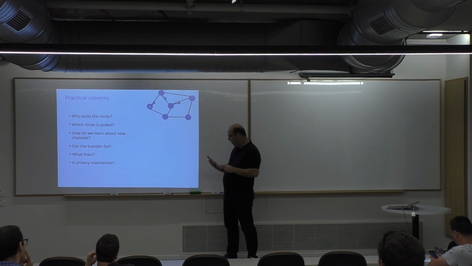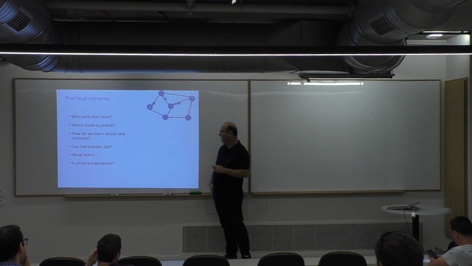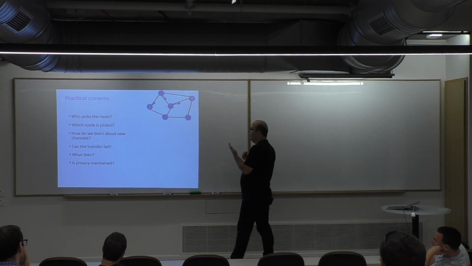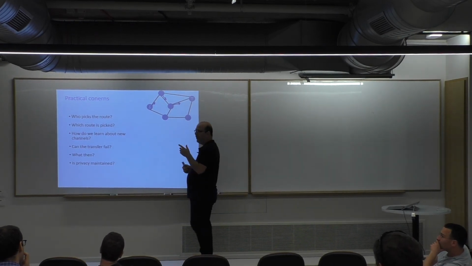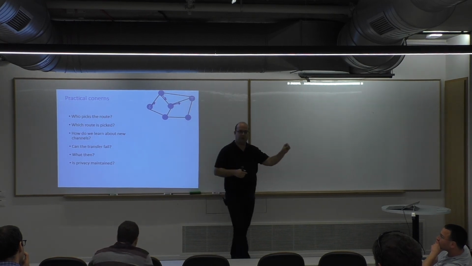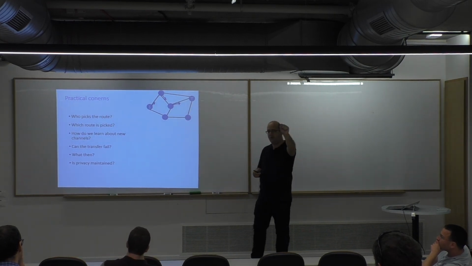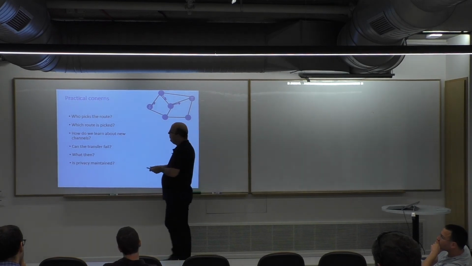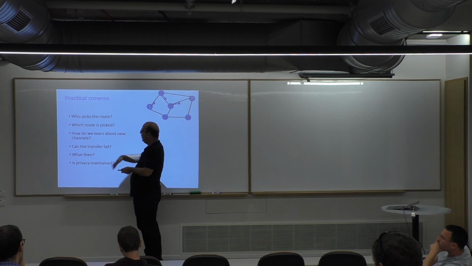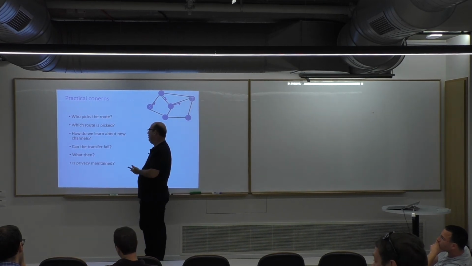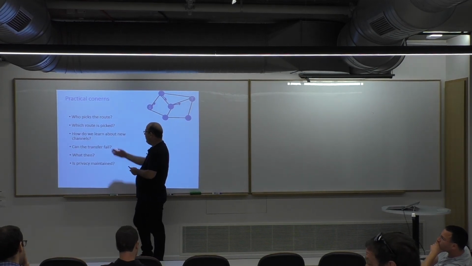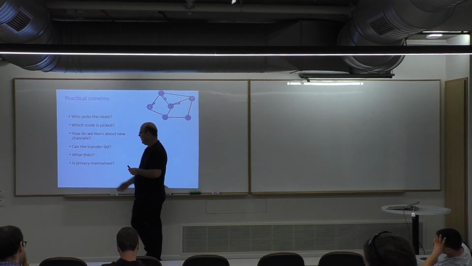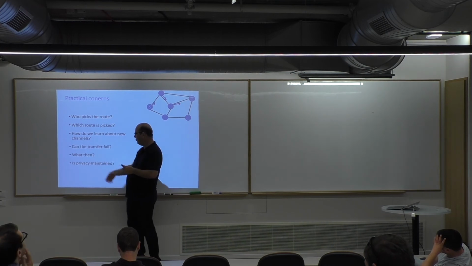And maybe with my last 10 minutes, what I'll try to do is give you some of the networking questions behind here, right? So we have now a payment channel network where we can pay anybody we want as long as we're connected. And the question is, who picks the route, which route is picked? How do we learn about new channels? All these things we ask in regular networks. Can transfers fail? What do we do then?